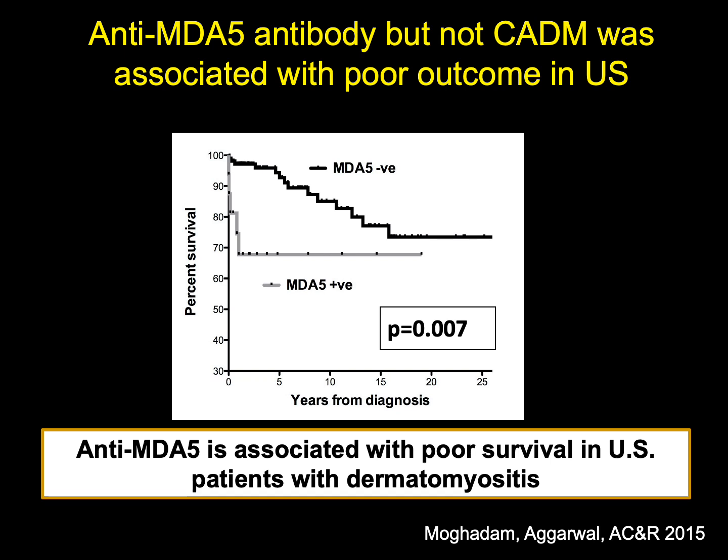Whereas if you are MDA5 negative, if you don't have that antibody, you kind of have a slow progression over time, over years. And obviously we lose patients over years with other problems. But if you have MDA5 antibody, then we lose them rather quickly because of progressive lung disease.